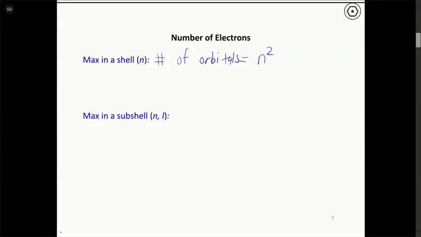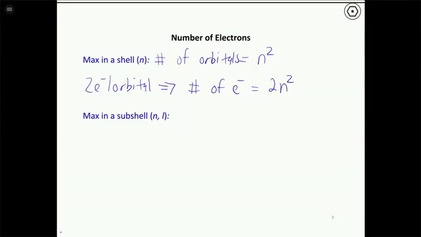But now the Pauli exclusion principle tells us there's a maximum of 2 electrons per orbital. Remember, these are maximum values. That means the number of electrons present in a given shell is just 2 times n squared. So the first shell would have a maximum of 2 electrons, and the second shell would be 2 times 2 squared, which is 8.